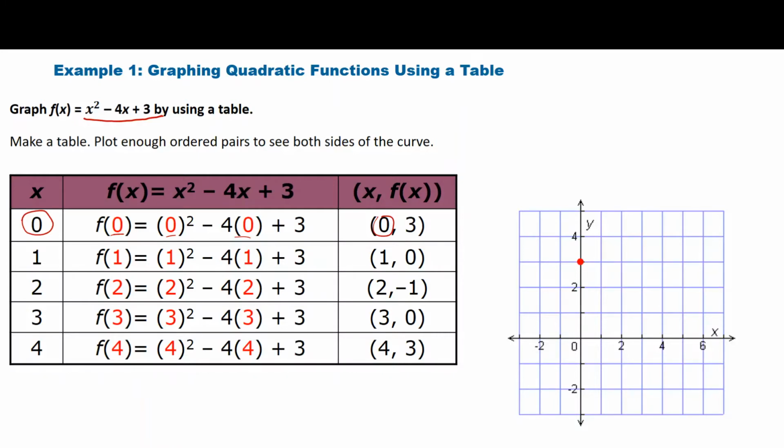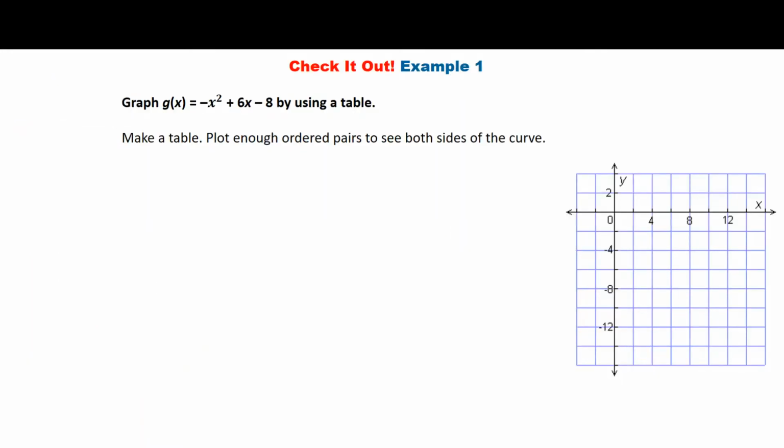0, 3. Then the same thing when x is 1: we fill it out, y is 0. Plot that point. When x is 2, y is -1. Plot that point. x is 3, y is 0, and x is 4, y is 3. So I've plotted enough points here that I can actually see what my parabola is going to look like. So there it is.